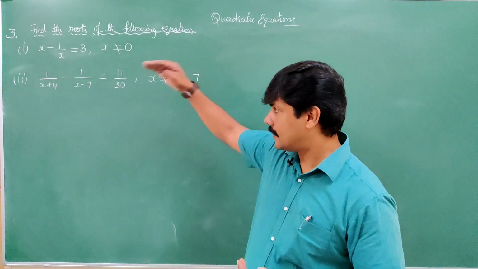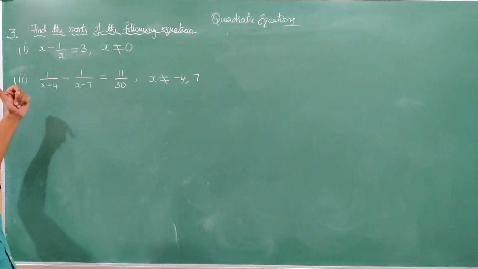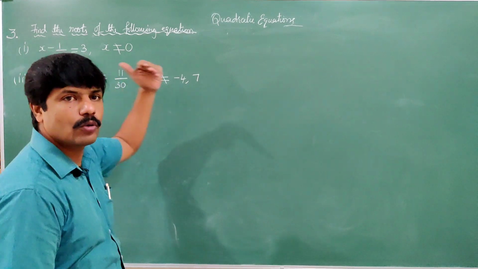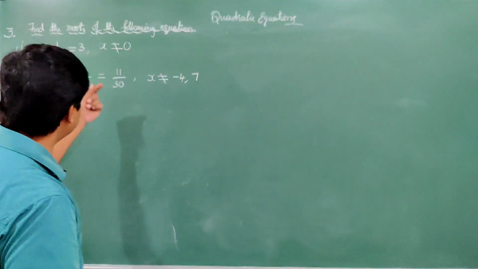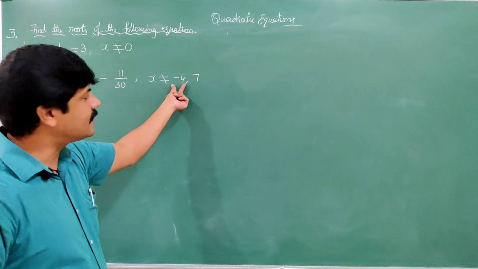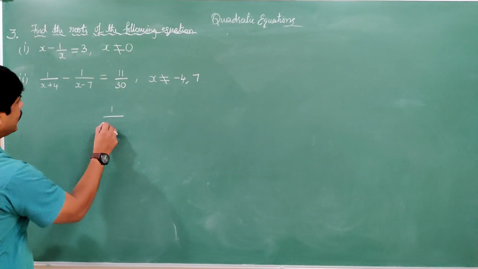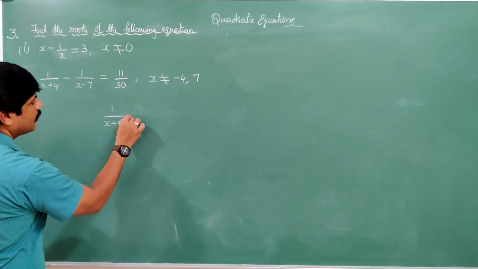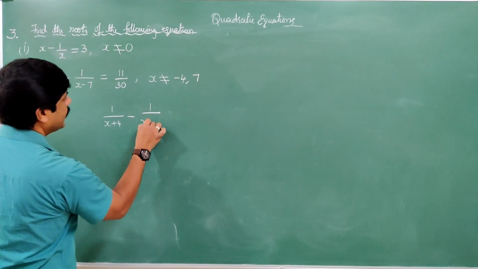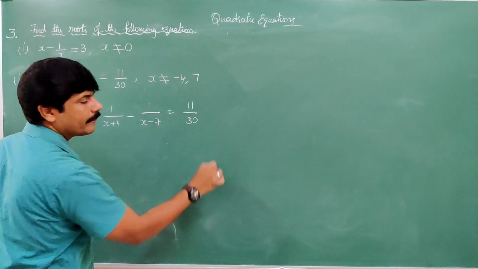Now we'll see the second equation, children, which is 1 by x plus 4 minus 1 by x minus 7 equals 11 by 30, where x is not equal to minus 4 or 7. Understand? What you do here? Write down 1 by x plus 4 minus 1 by x minus 7 equals 11 by 30.